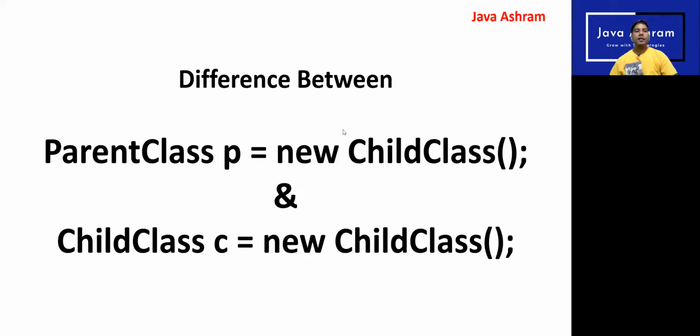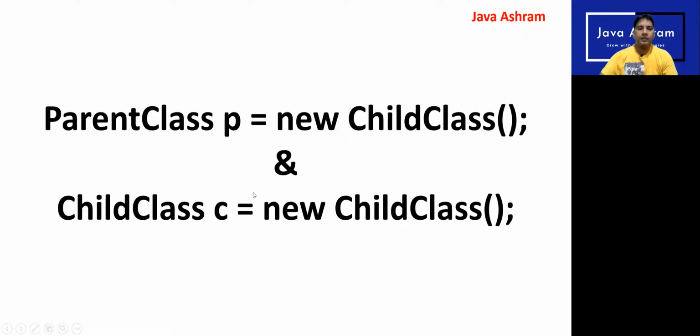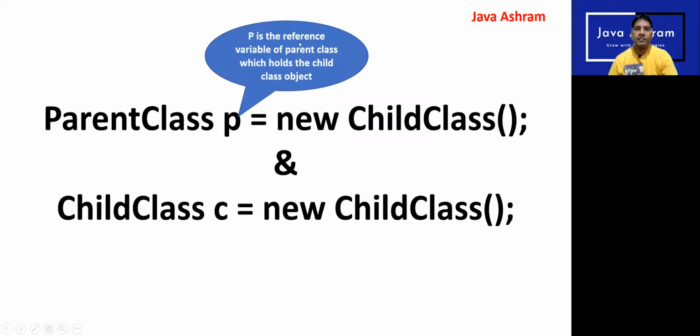Okay, so if you see here, Parent p is equal to new Child class. Using the new operator, we are creating the child class object and storing it into the p reference variable. So p is the reference variable of the parent class. Same thing with child class, Child c is equal to new Child class, right? So in the previous line, Parent p is equal to new Child class, it means here p is the reference variable of the parent class which is holding the child class object. This is the general concept.